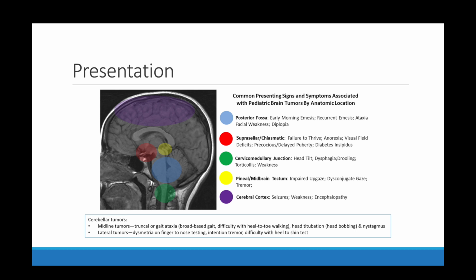So midline tumors, think things that are more axial, so truncal or gait ataxia, head bobbing, nystagmus, so axial skeleton things. And then lateral tumors, more appendicular, so finger to nose testing, tremor, heel to shin test. So those are kind of the appendages versus the trunk.